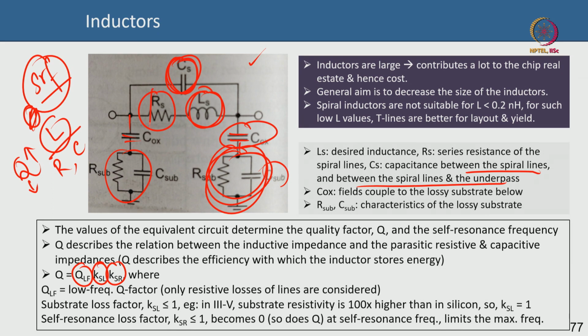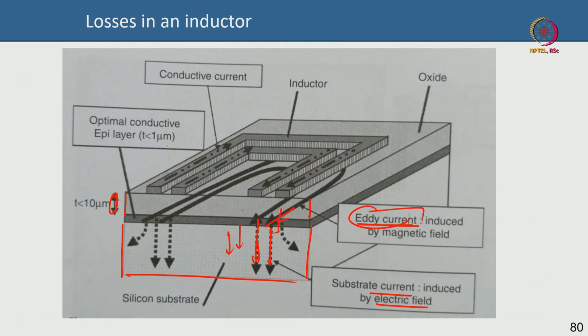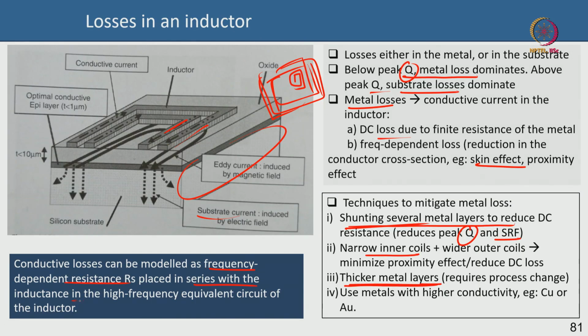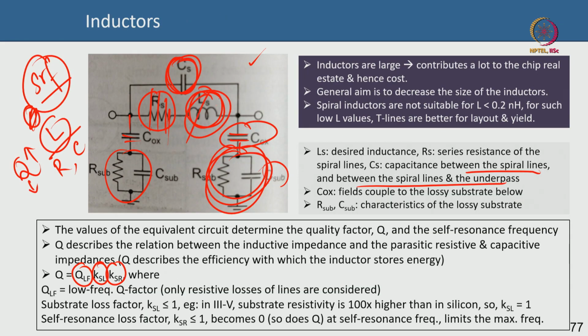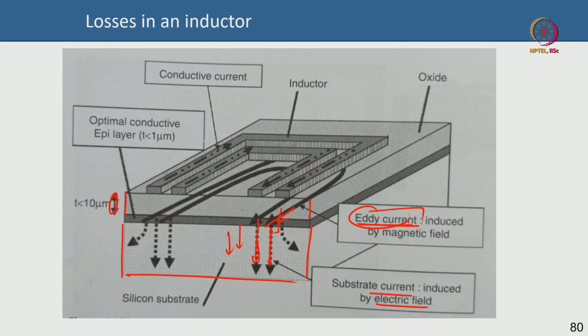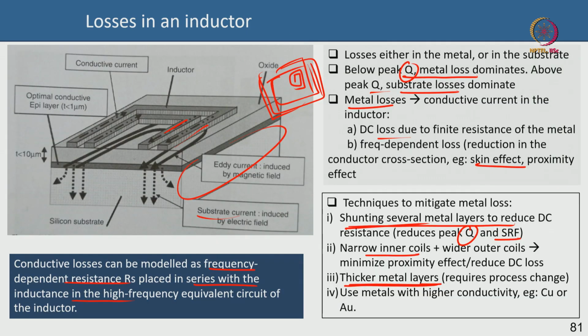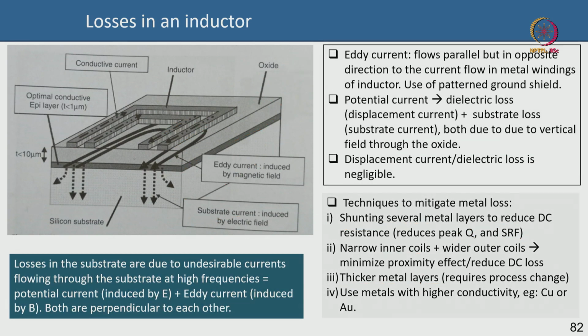So these metal losses are modeled as frequency dependent resistance, which is precisely this. We talked about this, the resistance which is in series with the desired inductance. This is the desired inductance, right. So it is in series with the desired inductance, and that is how you capture the metal line losses. Now I already talked about eddy current, so I am not going to repeat all the things again.